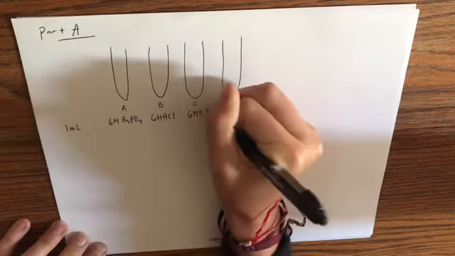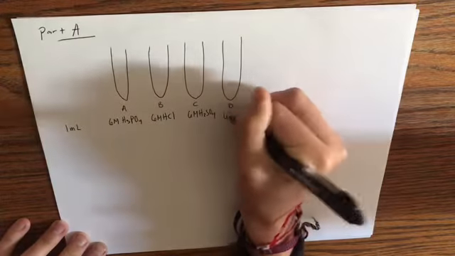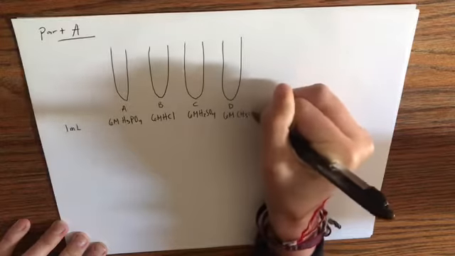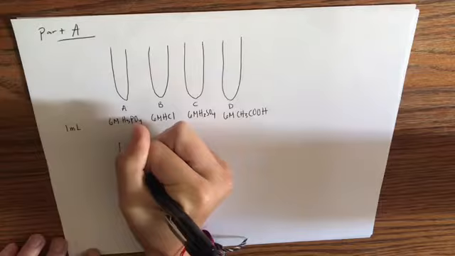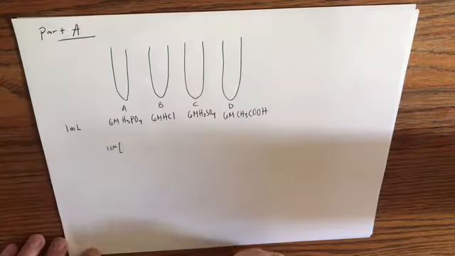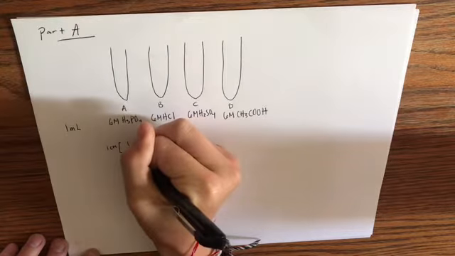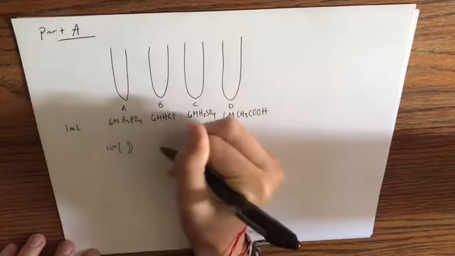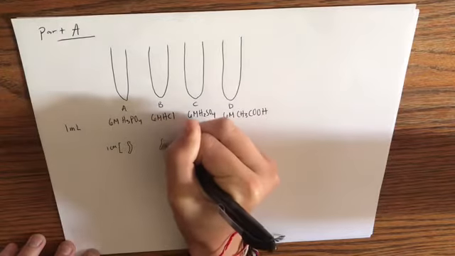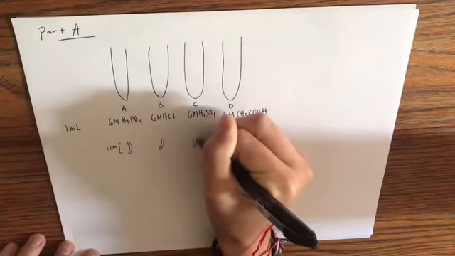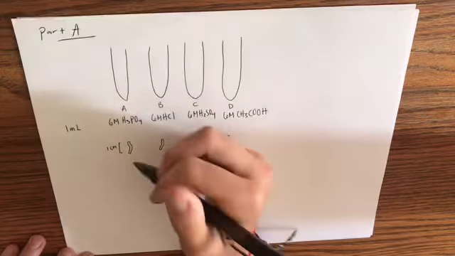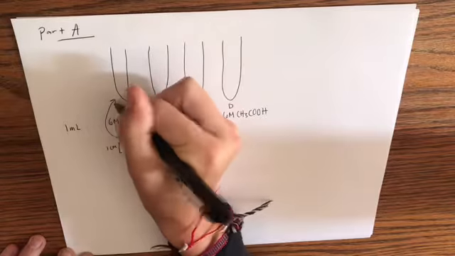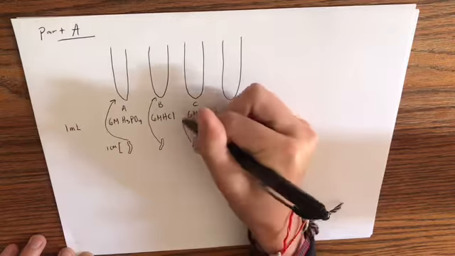For C, it's 1 milliliter of 6 molar H2SO4, and for D, it's 1 milliliter of 6 molar CH3COOH. As well, we're adding 1 centimeter of magnesium to each test tube. And then we will time to see how long it takes for the magnesium strip to fully dissolve.